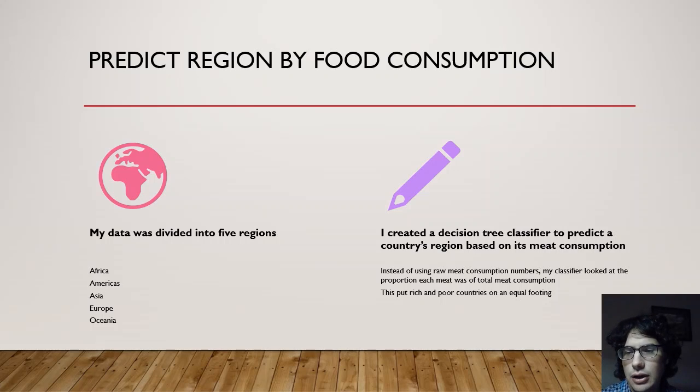Now, up to this point I was just using raw kilograms per capita meat consumption numbers. For this model, I tried a different approach of instead using proportions, like what proportion of total meat consumption was, say, poultry or beef for a country. I thought by doing it this way, I would put rich and poor countries on an equal footing. So while one country might eat a lot less than the other country overall, the proportion of different meats might be similar to a richer country.